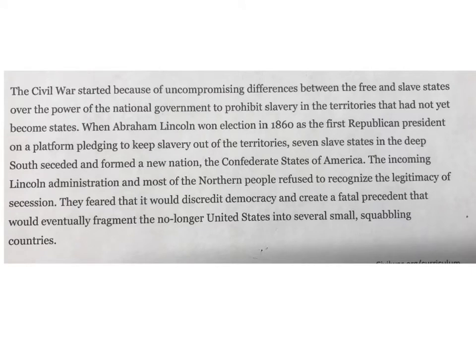So let's look back at our reading and continue on to understand a little bit more of what was going on during the Civil War. The Civil War started because of uncompromising differences between the free and slave states over the power of the national government to prohibit slavery in the territories that had not yet become states. So I want you to underline national government to prohibit slavery in the territories that had not yet become states.